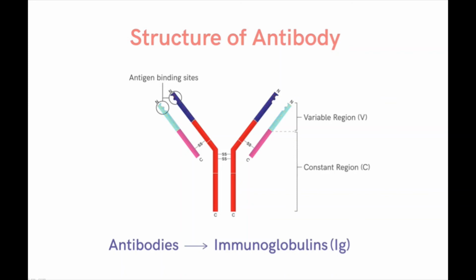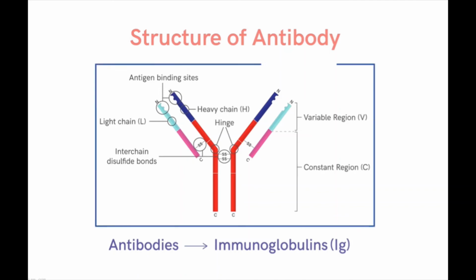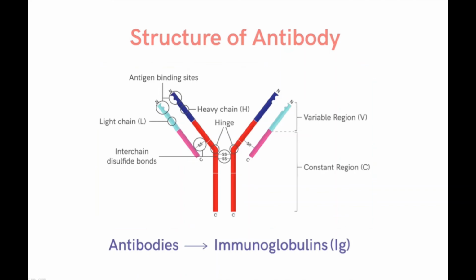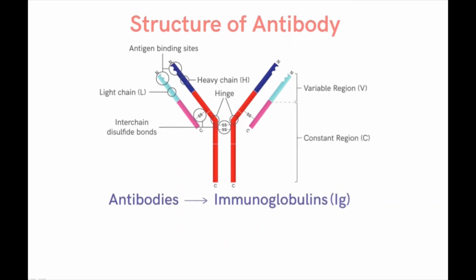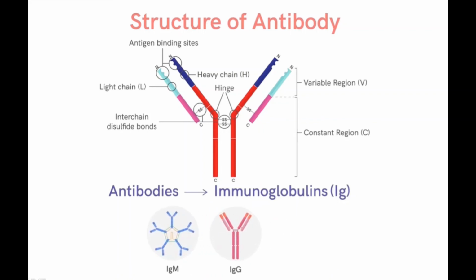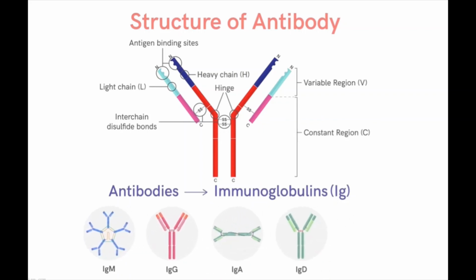There are many detailed parts and structures present within these variable and constant regions, but we will keep them reserved for the higher grades. For now, all we need to know is that all these parts together constitute a complete antibody. In us, humans to be precise, we have different types of antibodies. These include IgM, IgG, IgA, IgD, and IgE. For now, let's just know their names.